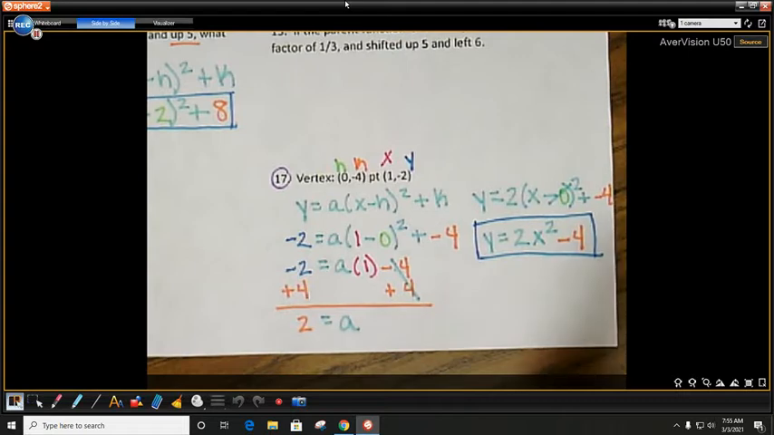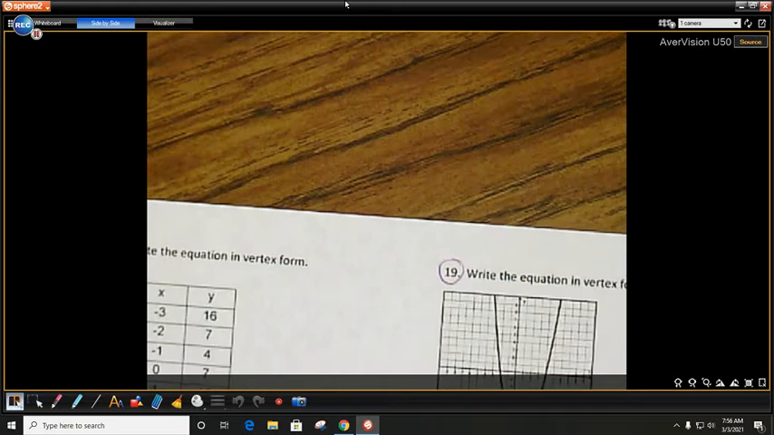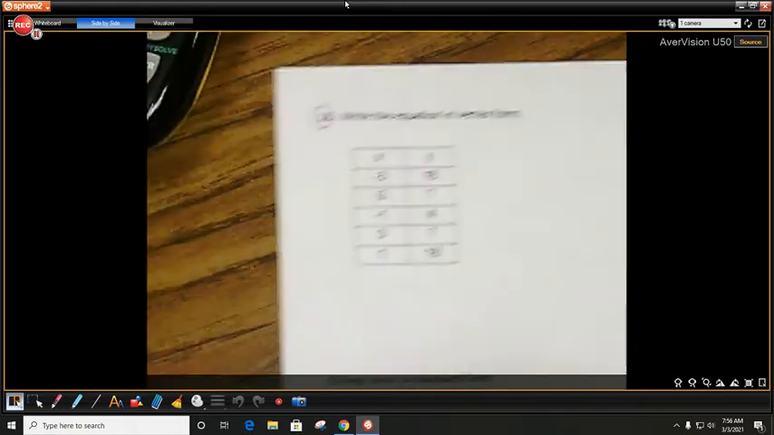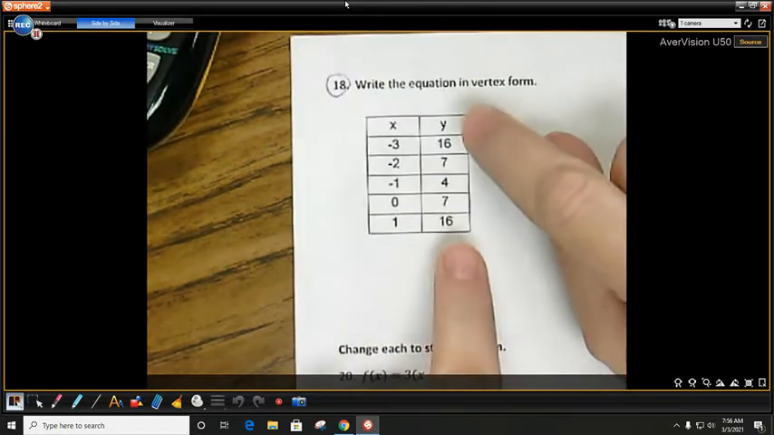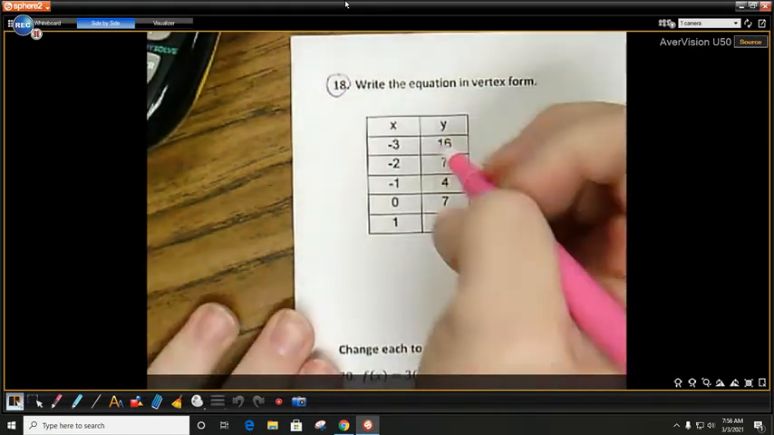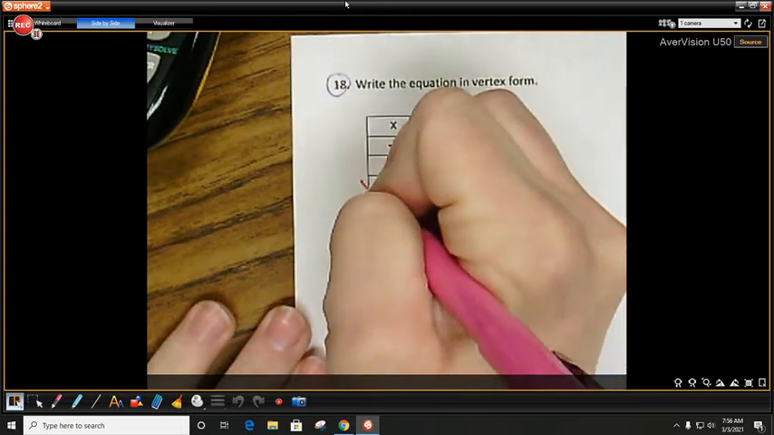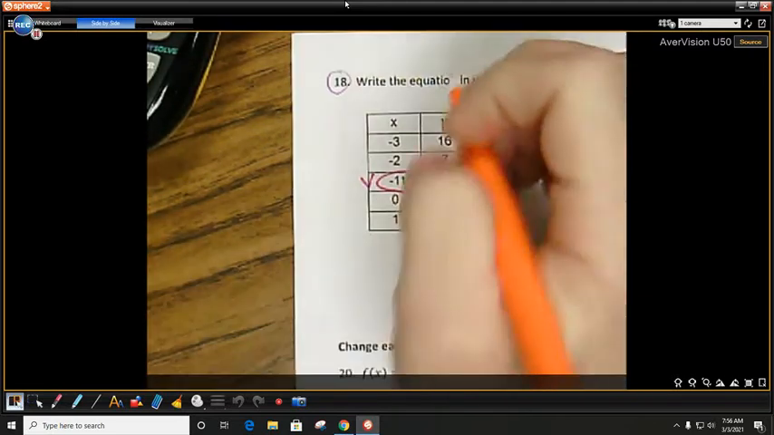Okay. Now we are going to write our equation in vertex form from a table. So you need to make sure you can identify where the vertex is. Remember, your vertex is the one that doesn't have a partner. It's being sandwiched by pairs of y values. So 16 and 16 match, 7 and 7 match. So here is my vertex. Okay, so I'm going to label that h, k. So this is my h value and this is my k value.